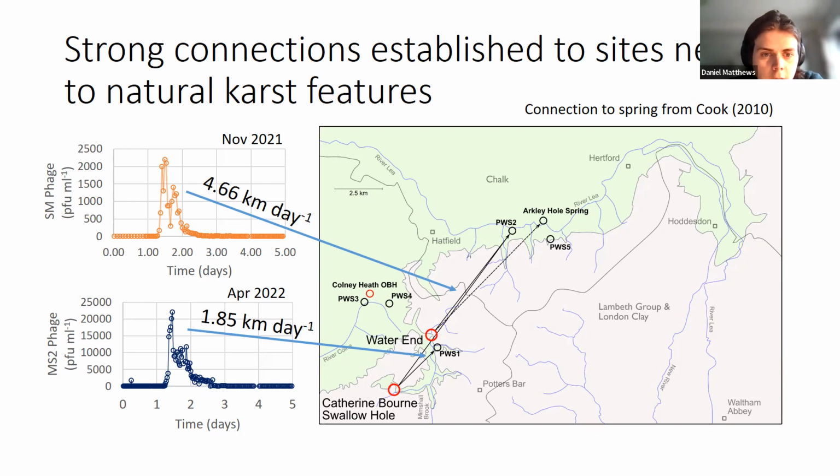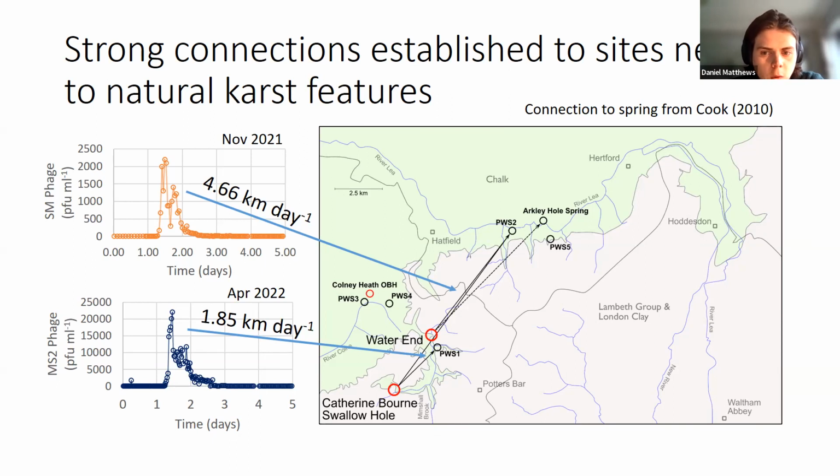And of the other sites, so sites 3 and 5, these are the ones that show no obvious indication of a rapid connection to the surface. And so we didn't necessarily expect there to be a connection from these swallow holes. But especially in the case of site 5, this is interesting, given its proximity to Arkley Spring and the fact it lies in a river valley where we often see high transmissivity in aquifers and in chalk.